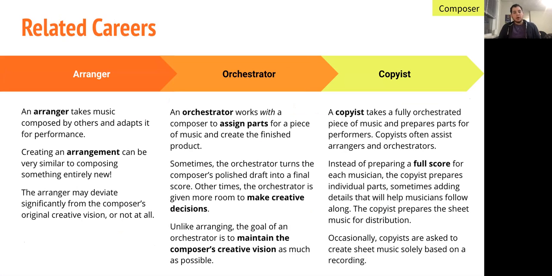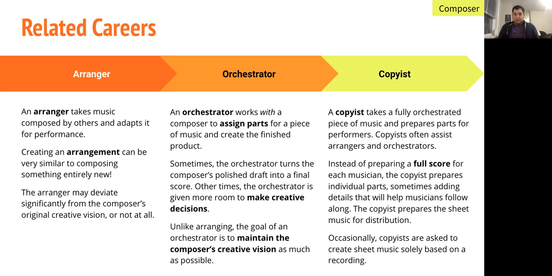Orchestrator. An orchestrator works with the composer to assign parts for a piece of music and create the finished product. Sometimes the orchestrator turns the composer's polished draft into a final score. Other times, the orchestrator is given more room to make creative decisions. Unlike arranging, the goal of an orchestrator is to maintain the composer's creative vision as much as possible.